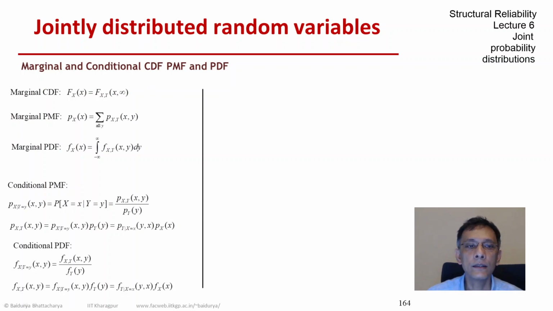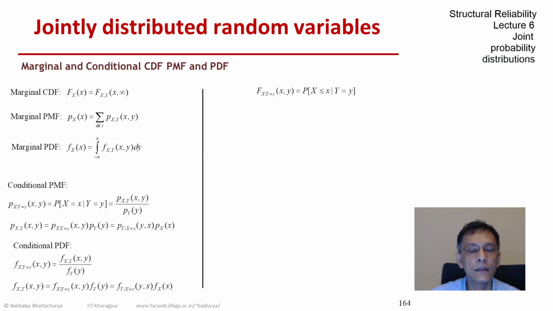We could do something similar for the density function. The density function of x given y at a particular value would be the ratio of the joint density function and the marginal density function. And like we did in the discrete case, the joint density function is the product of the conditional density function times the marginal of the other. So f of x comma y is f of x given y times f of y, or equivalently f of y given x times f of x.